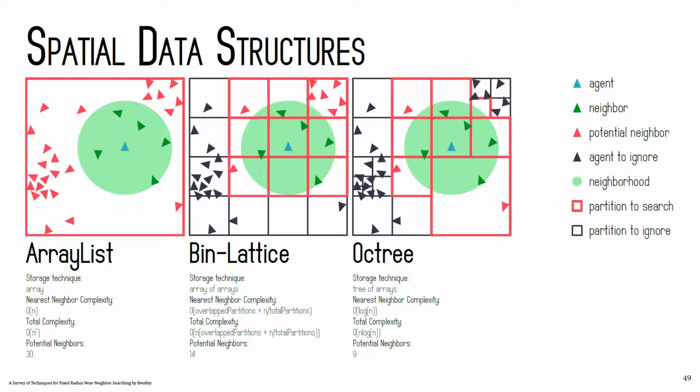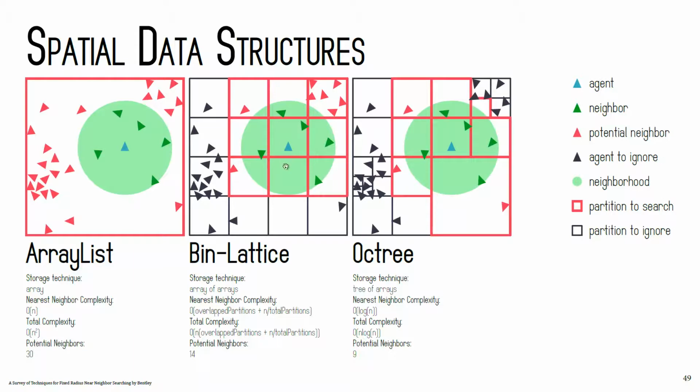space. So the next one is a bin-lattice, which is pretty much just an array of arrays. So it's like a 3D array of arrays, each array representing a dimension X, Y, and Z. And this way it works like a hash map, where you look up the agent's position to determine which bin to place it in.